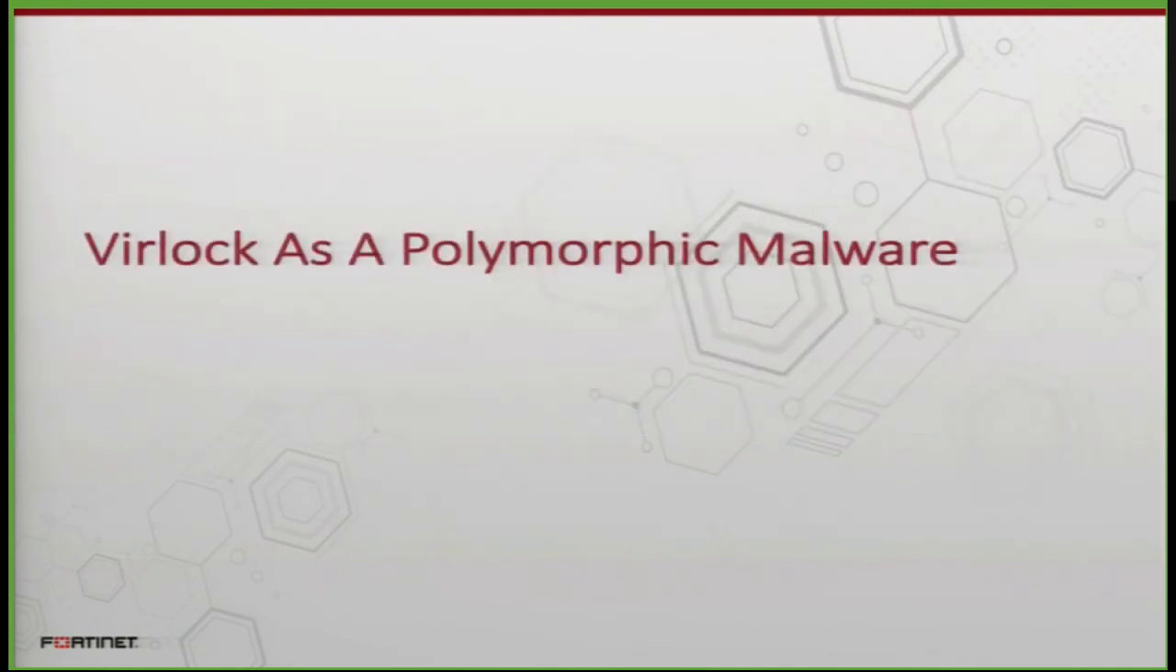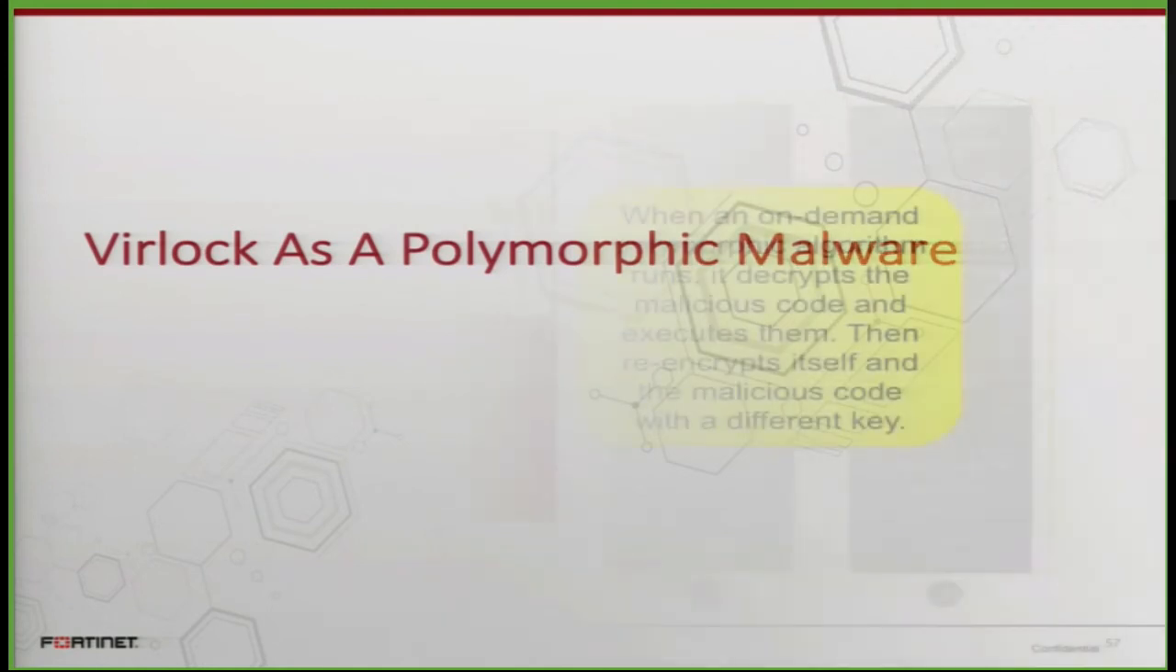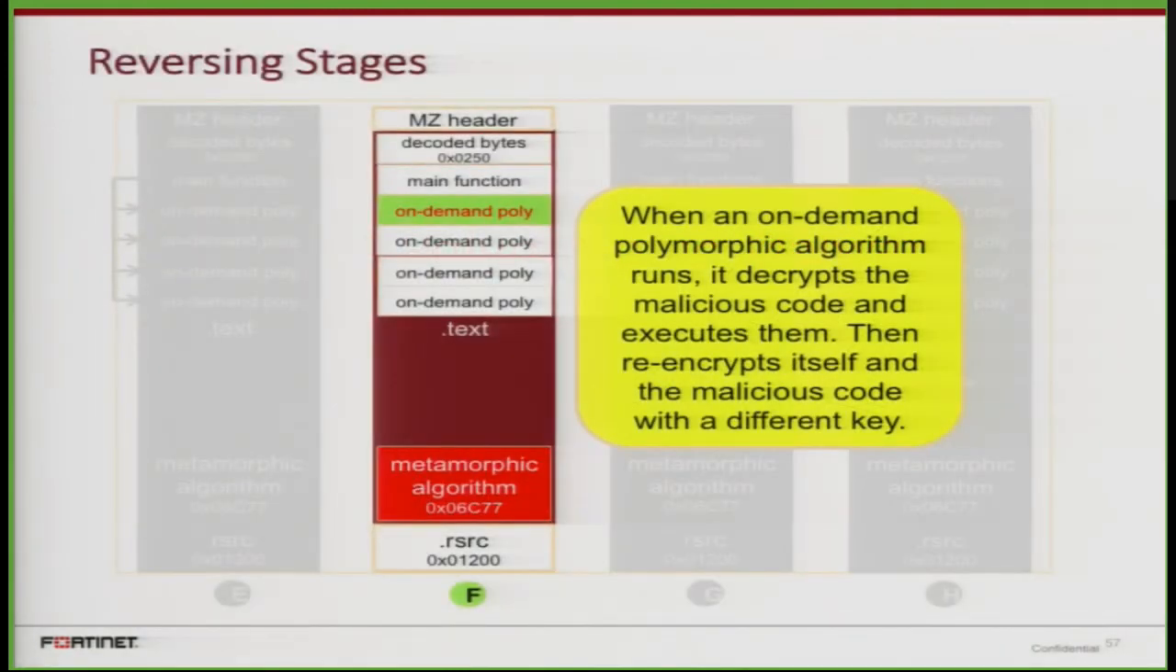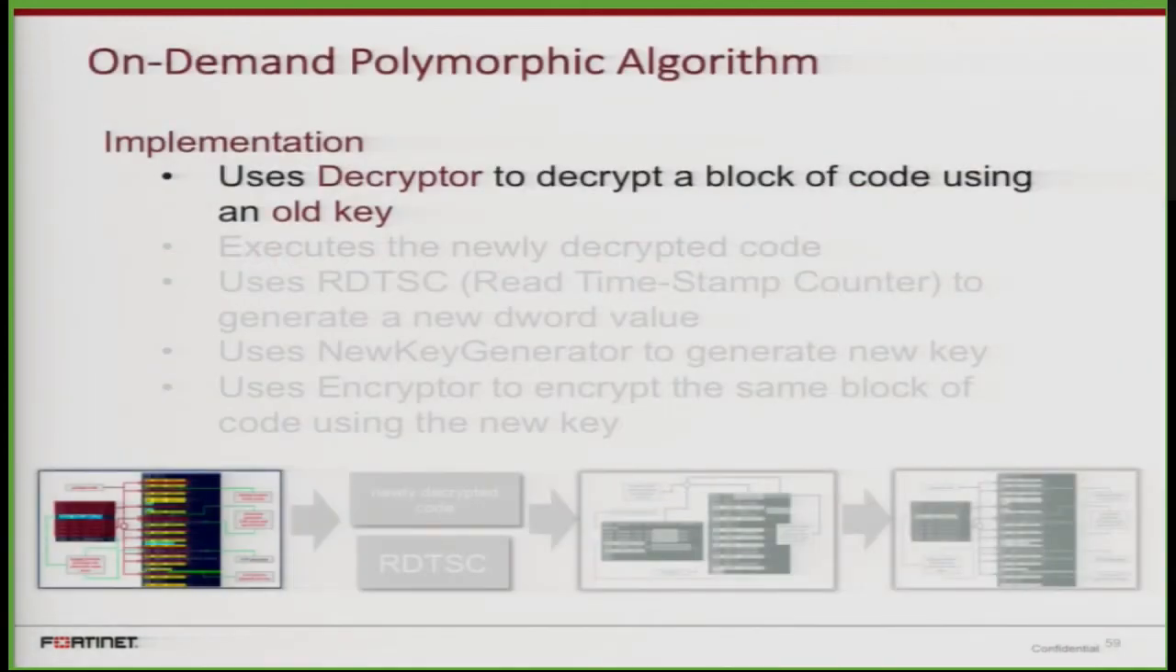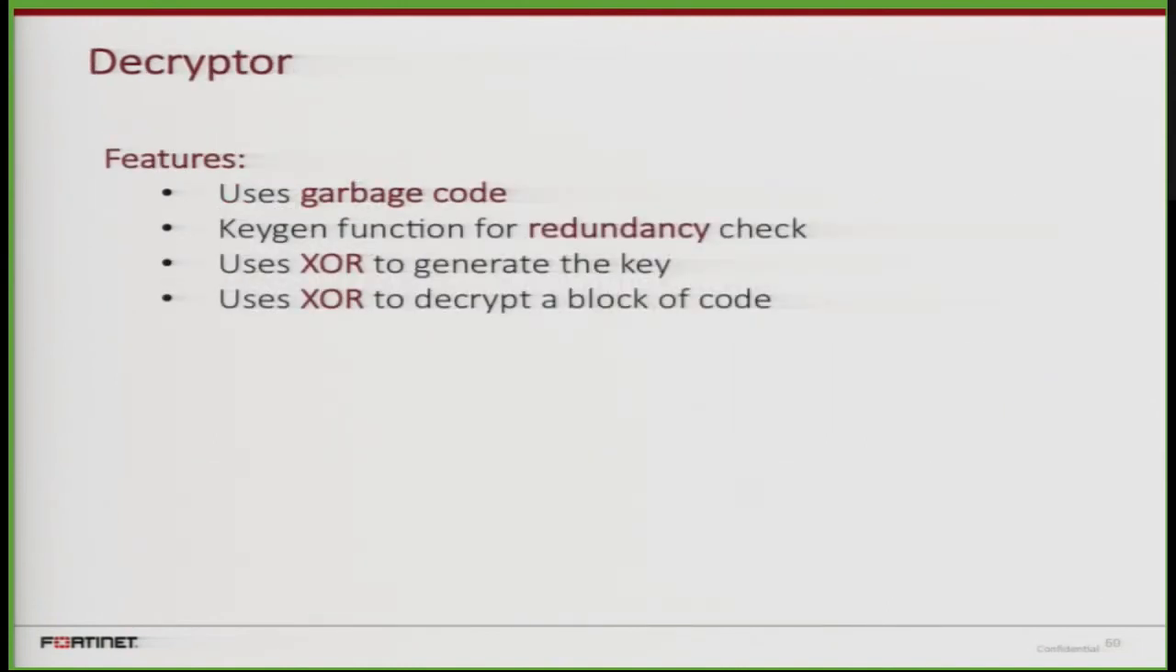Let's go now to the polymorphic. We executed this one earlier. That's the metamorphic code. It only produces the decoded bytes, and now the main function produces this one. Let's now see what happens to the on-demand polymorphic. What happened is it uses a decryptor. All you have to do is look for the decryptor code.